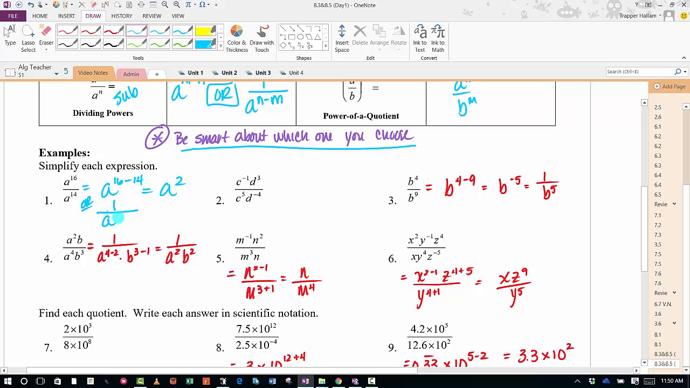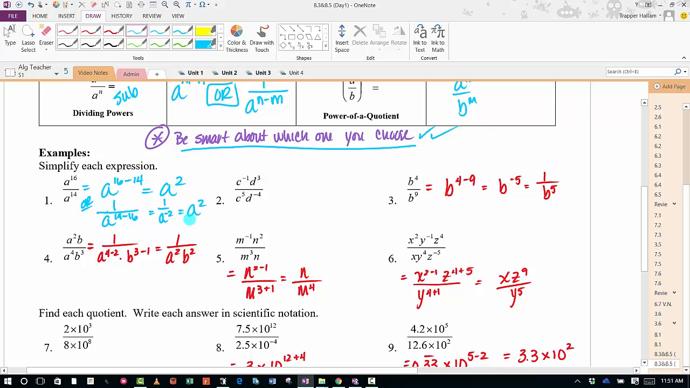1 over A to the 14 minus 16, and we would get 1 over A to the negative 2, oops, I don't have a lot of room here. Let me try to squeeze this in. 1 over A to the negative 2, in which case that would tell us to move it to the numerator, and we end up in the same spot. So, multiple ways to attack these. Just be mindful and make sure that you have the basic parts of that rule.